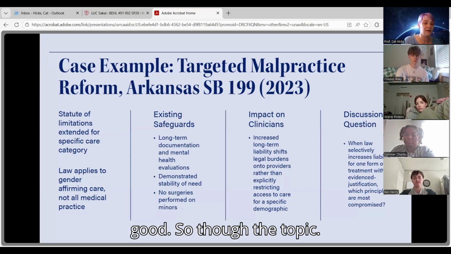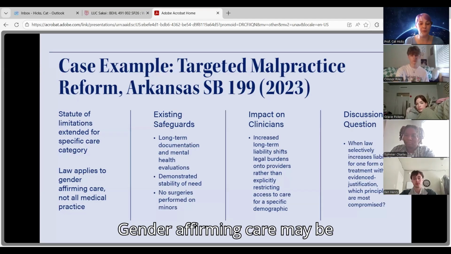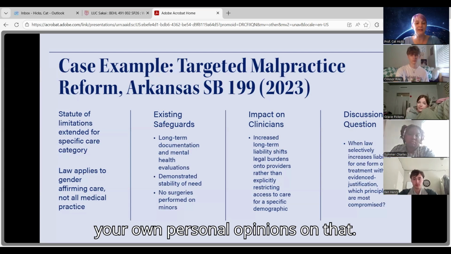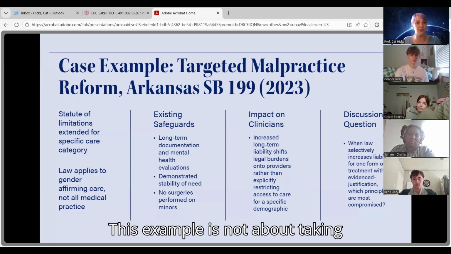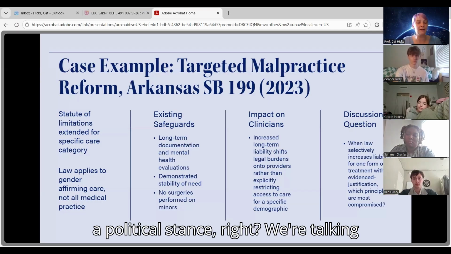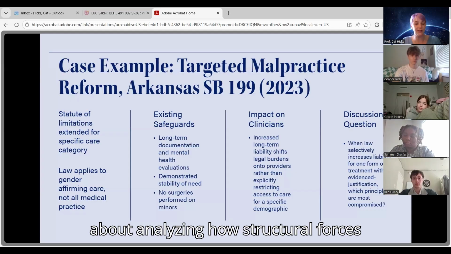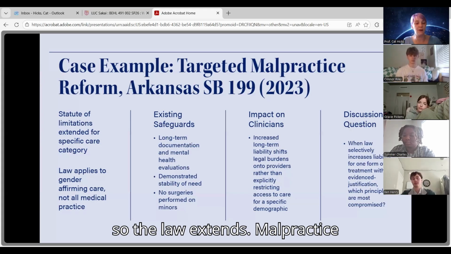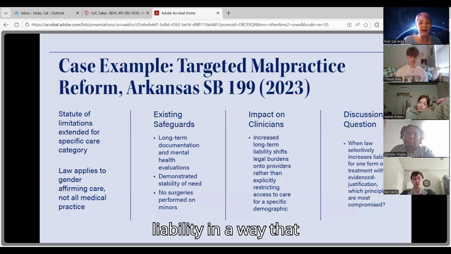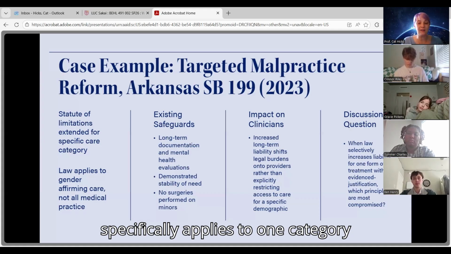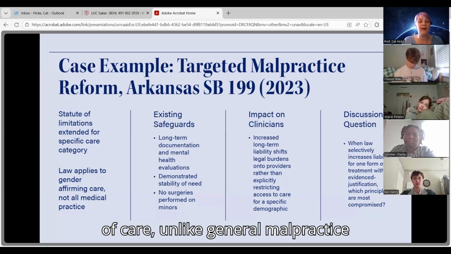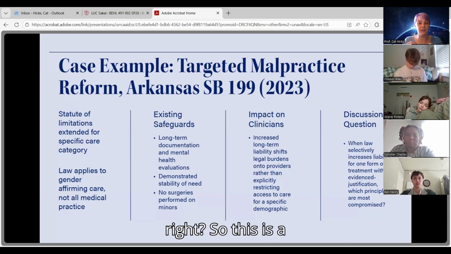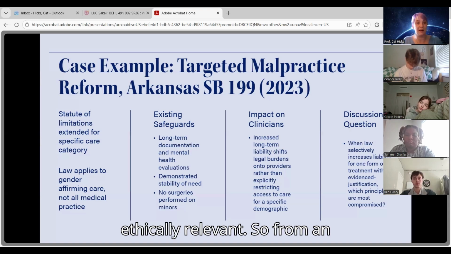Yeah, very good. So though the topic of gender affirming care may be controversial and you guys may have your own personal opinions on that, this example is not about taking a political stance, right? We're talking about analyzing how structural forces interact with core bioethical principles. So the law extends malpractice liability in a way that specifically applies to one category of care, unlike general malpractice reform laws, which apply uniformly, right? So this is a targeted thing, which makes it ethically relevant.